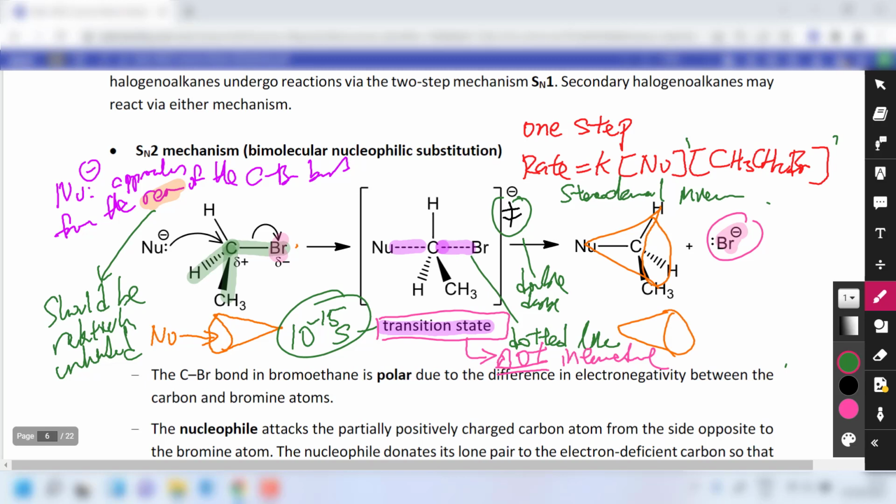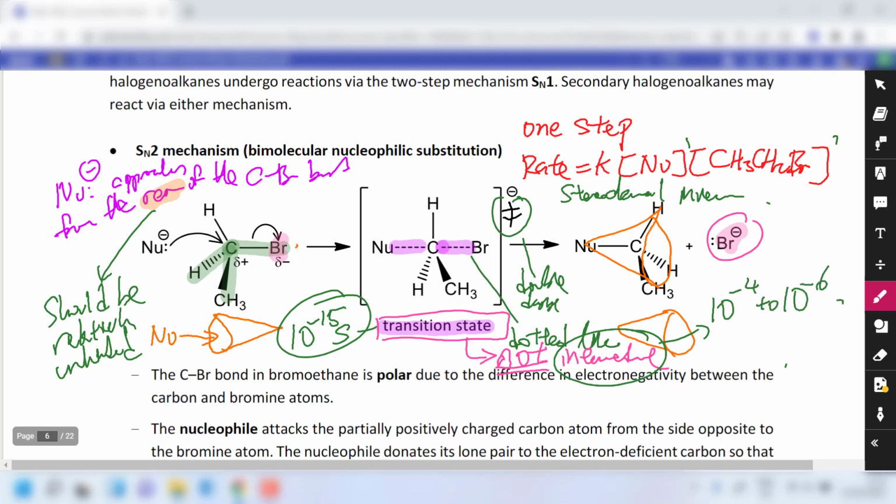In case you are curious, how long does an intermediate last? An intermediate can exist for about 10 to the power minus 4 to about 10 to the power minus 6 seconds. So it's pretty long. It's very short in your eyes, but it's actually pretty long in the molecular system. So it's enough for you to abstract it out briefly and study it.